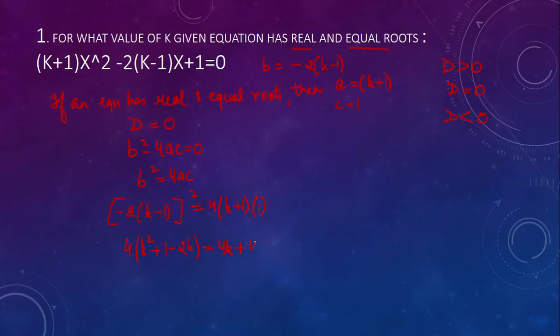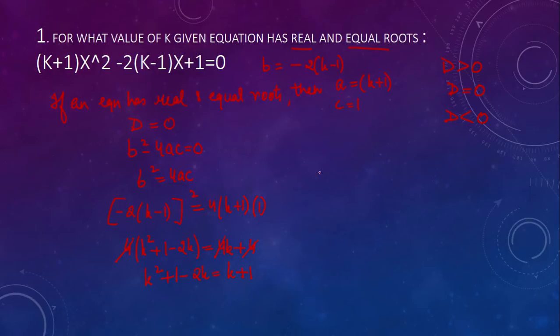Now this is a very basic question, right? Because you know I have squared this, minus 2 whole square becomes 4, and then square of this is a minus b whole square. So a square plus b square minus 2ab, right? So now you can take the 4 common and actually cancel the 4 here. So you will get k square plus 1 minus 2k is equal to k plus 1, because I've basically taken the 4 common here and cancelled it. So now you just solve this equation.